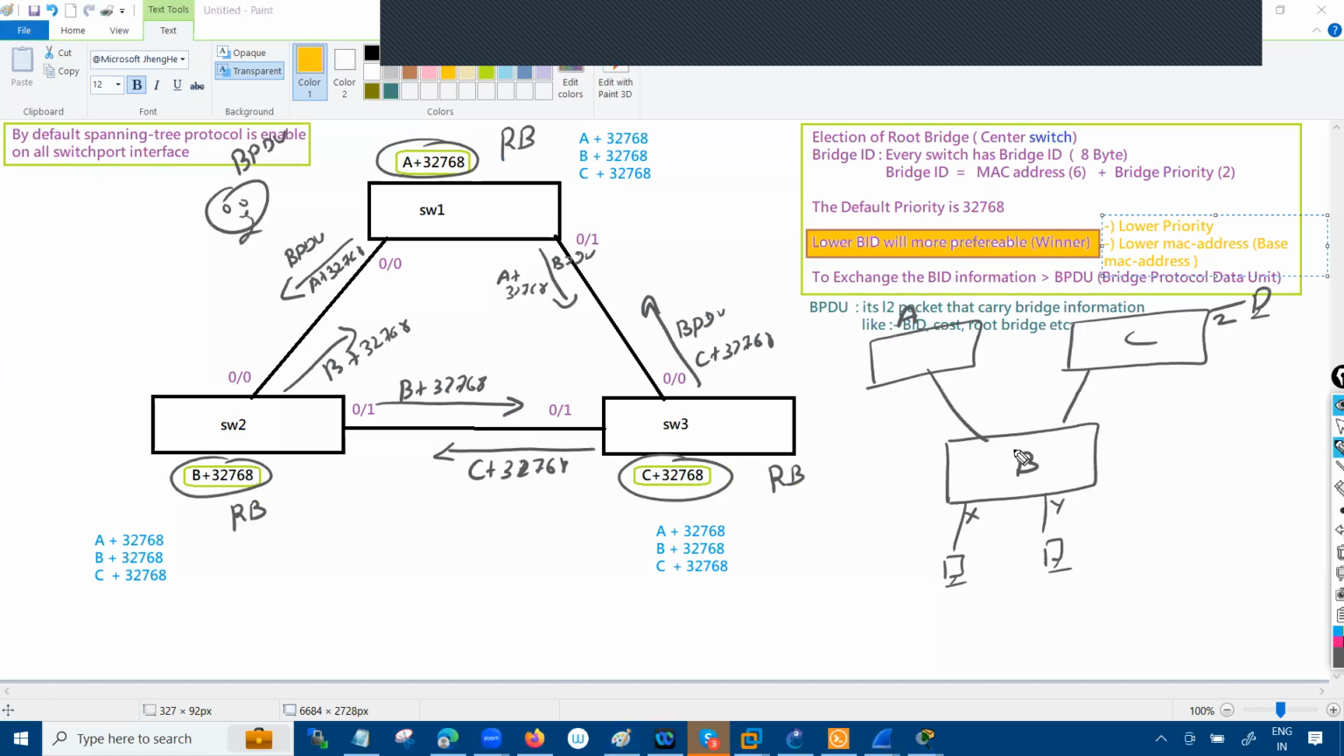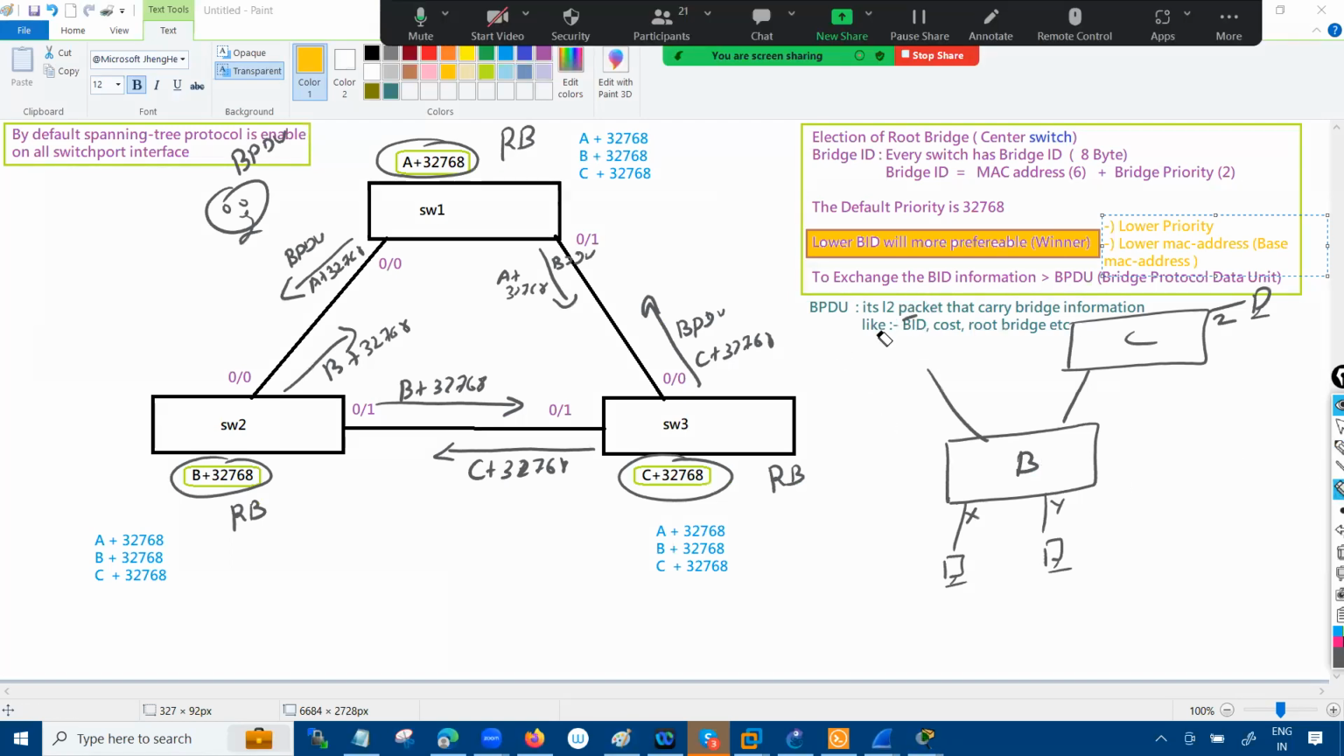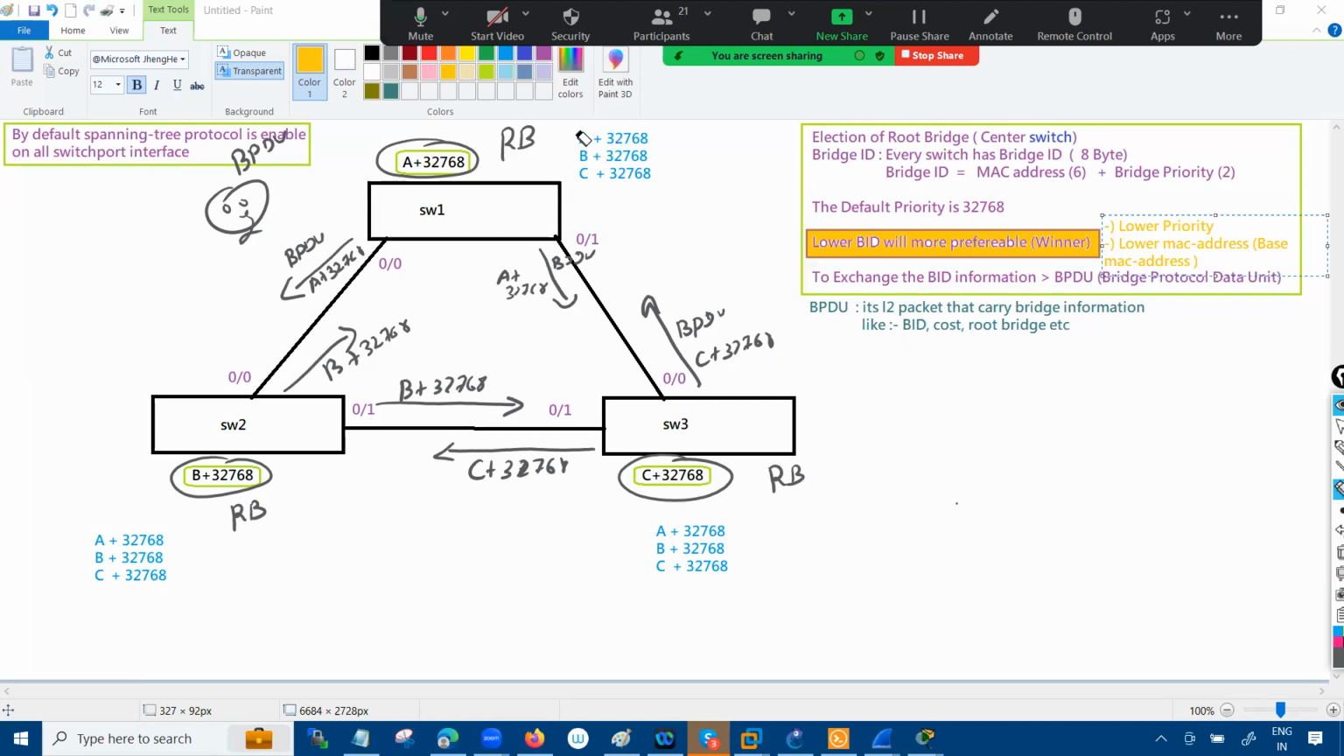Understood? Now, after extending all the bridge ID information to all the switches, all the switches have all the bridge ID information. Now, switch 1 says, hey, looks like my MAC address is the lower one. Because the priority is tied, I'll look for the lower MAC address. My MAC address is A. A means what? 10. B means what? 11, in hexadecimal. C means what? 12.